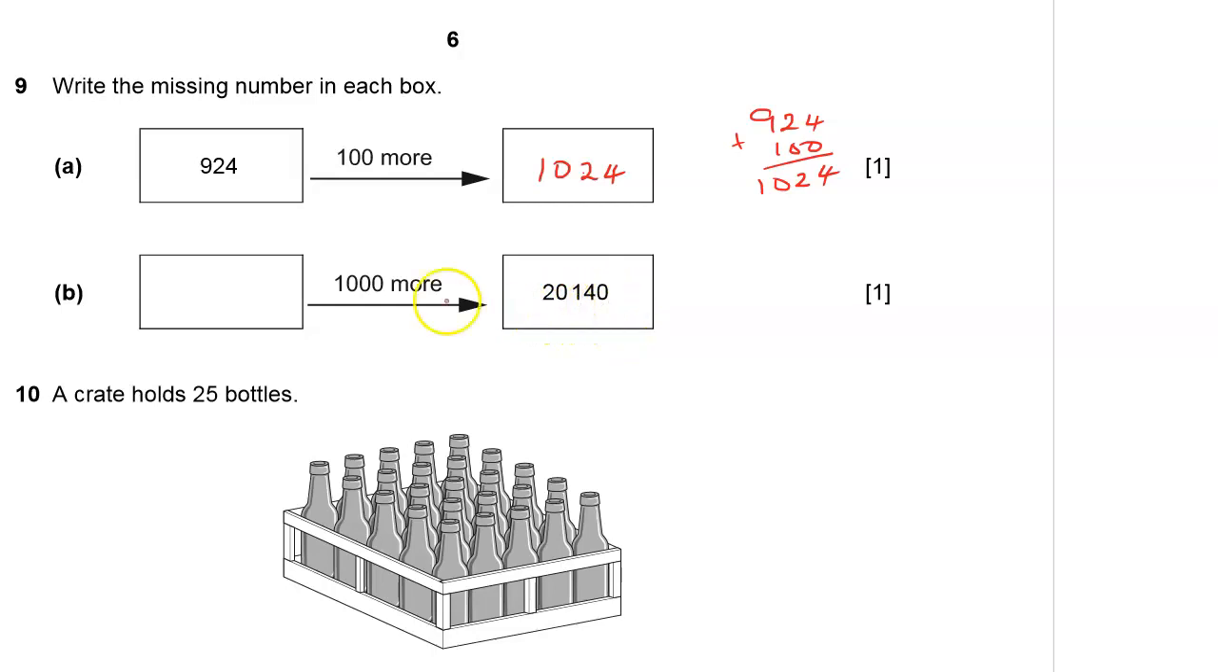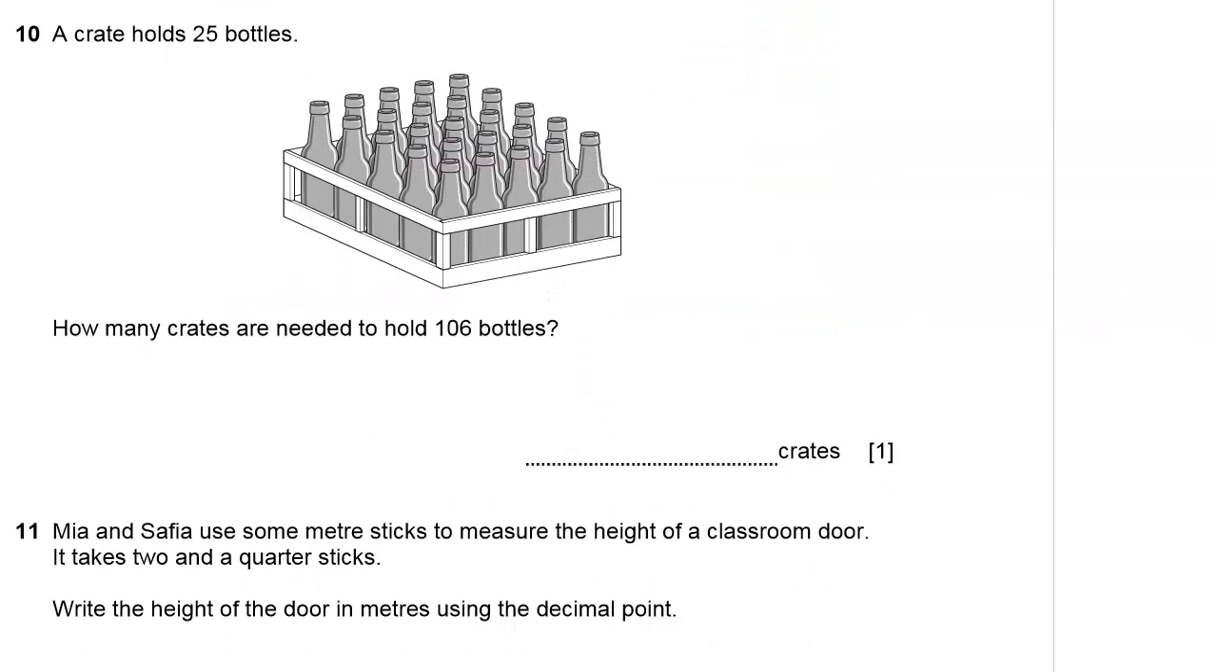Part B, the missing number. We are told that 20,140 is 1,000 more than the number supposed to be there. So we write 20,140 and we take away 1,000, to reduce it by 1,000 because it is 1,000 more. Therefore, this should be 0, 4, 1. This should be 9. And then this should be 1. So the number right here should be 19,140. So those are the missing numbers in the boxes.